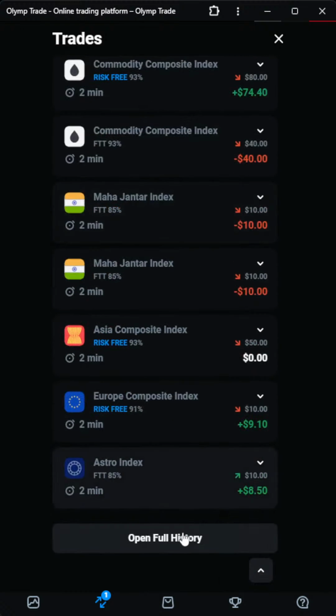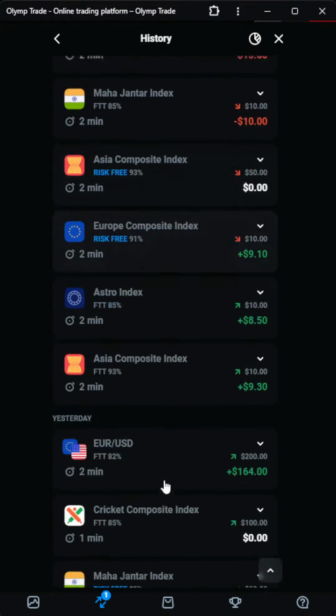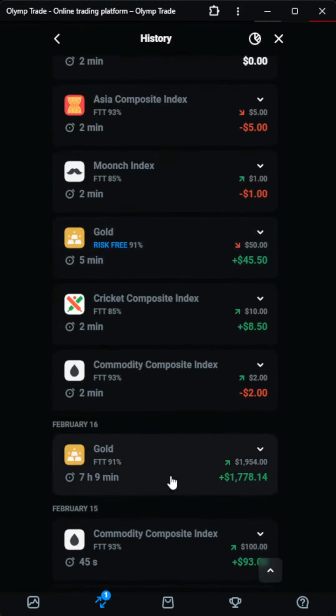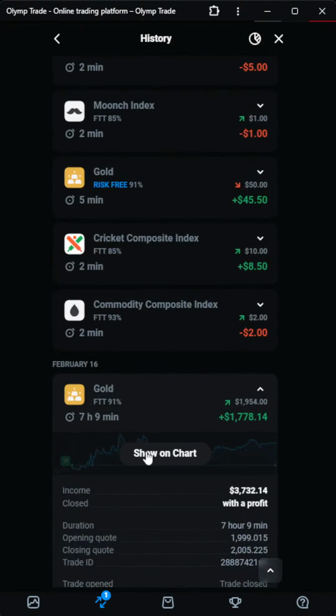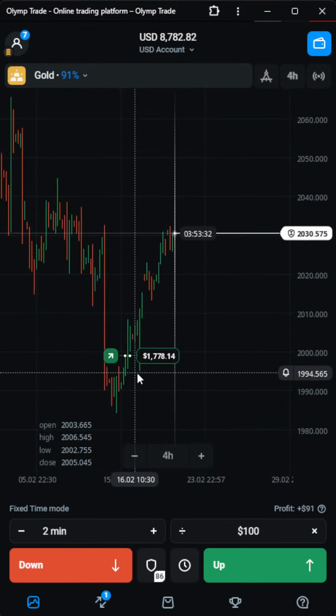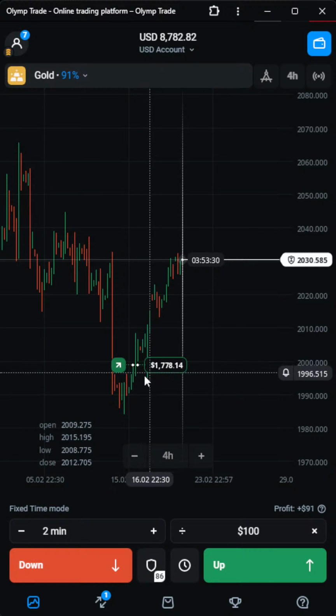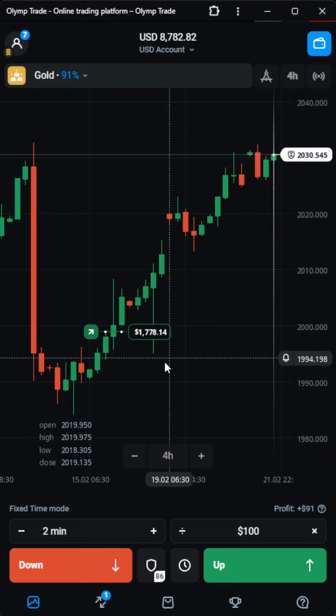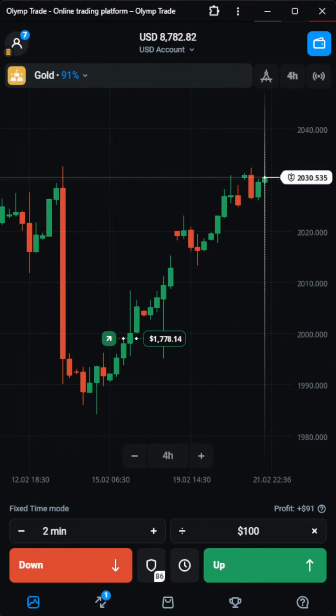I wish I could show you. I hope it permits me to show you. Not here. Yeah, here is the gold trade, dear guys. On the 16th of February, I executed the trade. I thought that the market would move in the upward direction, and it did. I ended up making around $1,778 in profit. So yeah, it worked out miraculously well for us.